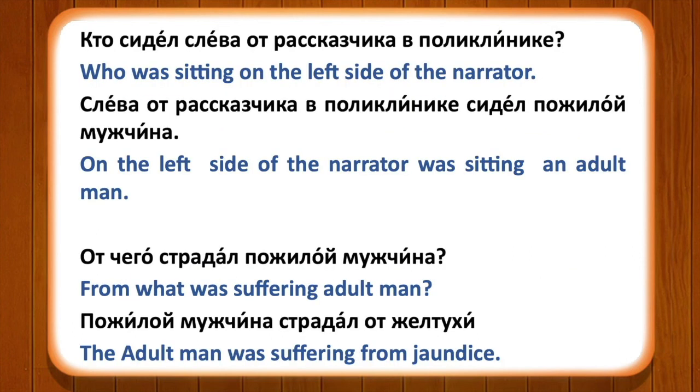Second question is, кто сидел слева от рассказчика в поликлинике? Who was sitting on the left side of the narrator? Слева от рассказчика в поликлинике сидел пожилой мужчина. On the left side of the narrator was sitting an adult man. От чего страдал пожилой мужчина? From what was suffering the adult man? Пожилой мужчина страдал от желтухи. Adult man was suffering from jaundice.